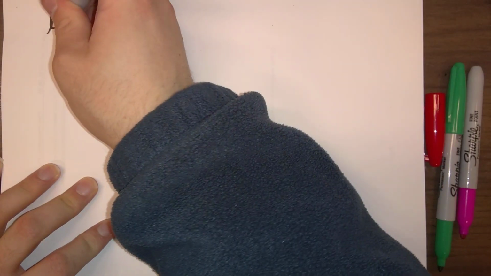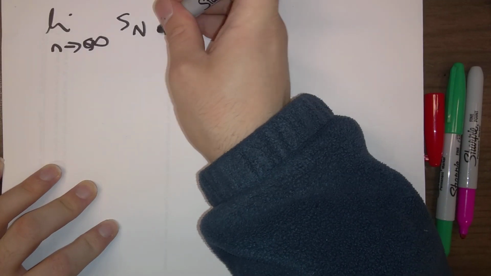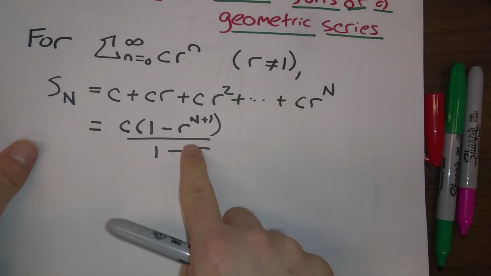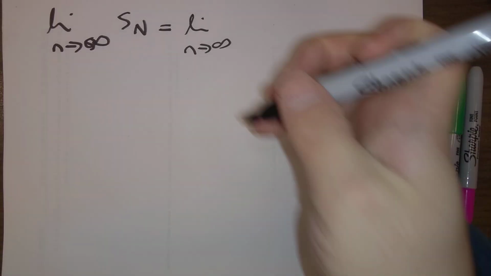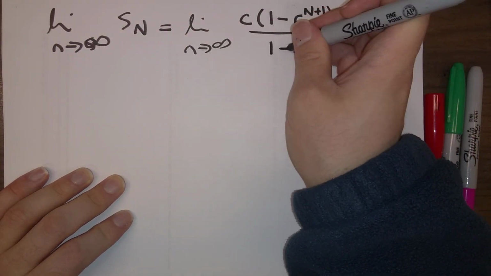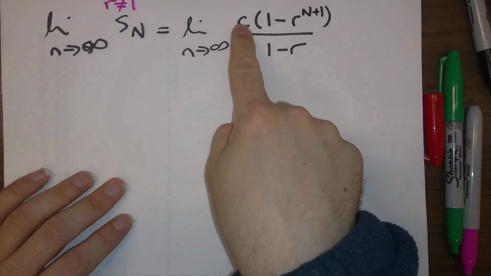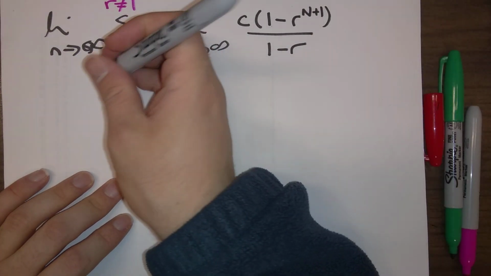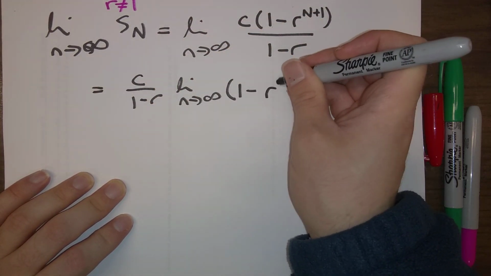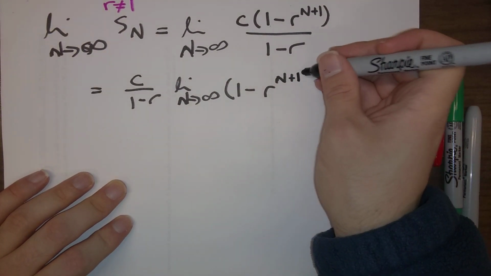Well, we are thinking about the limit as n goes to infinity of the sequence of partial sums. And so from theorem 2, I'm just going to copy this formula down here. So that is C times 1 minus R to the n plus 1 divided by 1 minus R. I guess we are assuming here R is not equal to 1. C is a constant. 1 minus R, that's a constant. So we can move that outside the limit. I guess I should be consistent with capital N's and lowercase n's here.